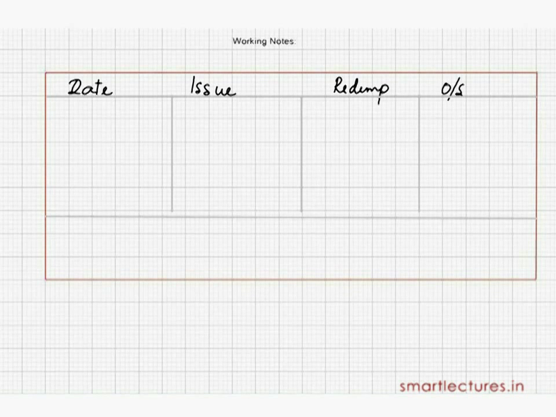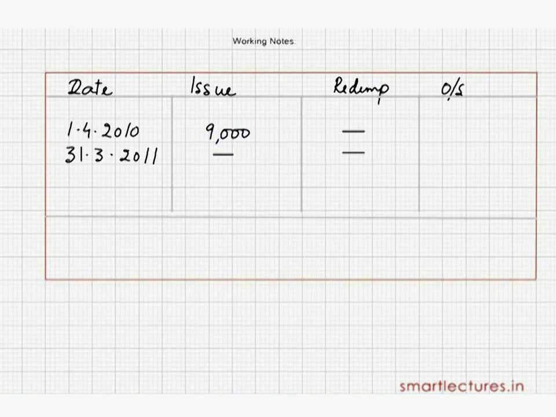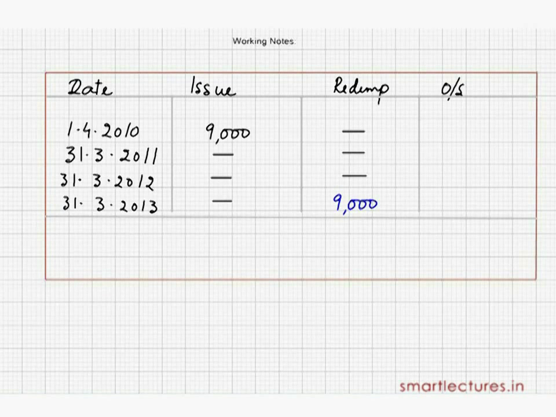So first column is date, second column is issue, third column is redemption, and the fourth column is outstanding debentures. So on 1st April 2010, 9,000 debentures were issued, and on 31st March 2011, no issue, no redemption, and on 31st March 2012, no redemption, no issue, and on 31st March 2013, because today all the debentures were redeemed, 9,000 debentures were redeemed.